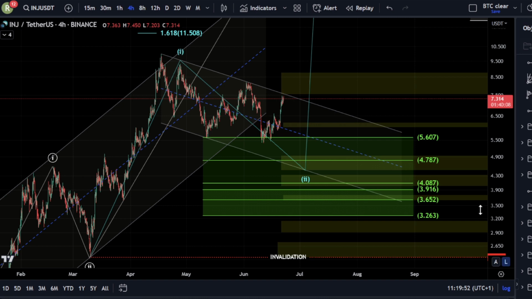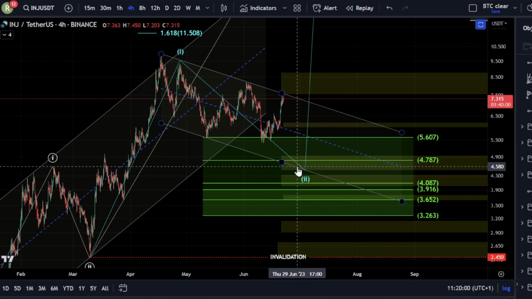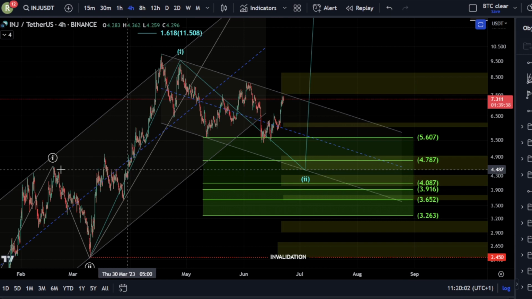I would be keeping an eye on this 618 here as a primary area to look for. Obviously, we have the 50% close to this channel as well. That would be quite an interesting zone to keep an eye on, because that would be looking to actually retest these highs here. So we're going to have to keep an eye on that.